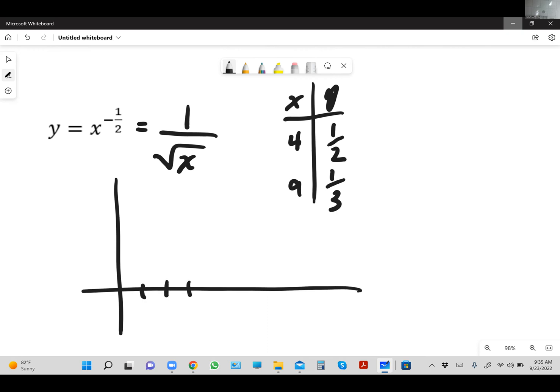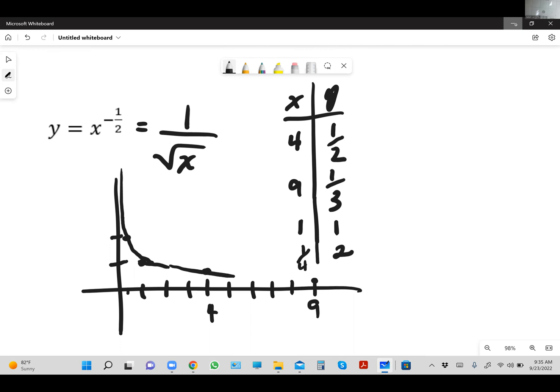So let me start working with those points. I have 1, 2, 3, 4, 5, 6, 7, 8, 9. Here's 1. Then 9 gives 1/3. You see what's happening here? It's going down. So I put a 1, and a 1 works; I just get 1. And if I pick 1/4, I should end up with 2. So it does this. I've seen this before, and you've seen it before too, and that's how it looks.